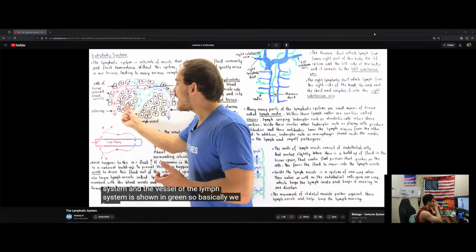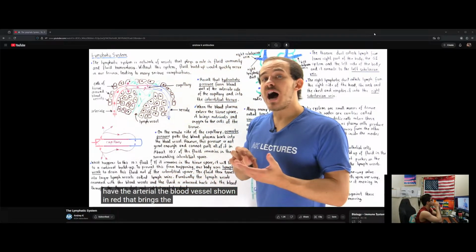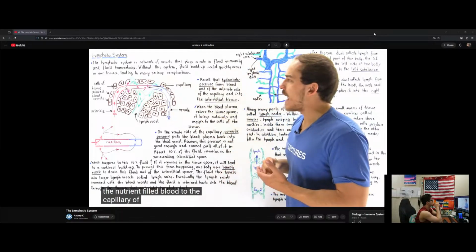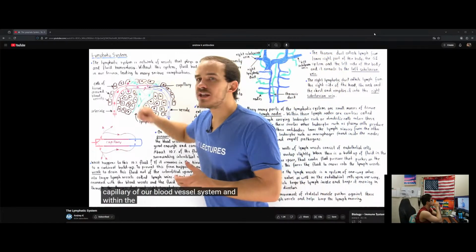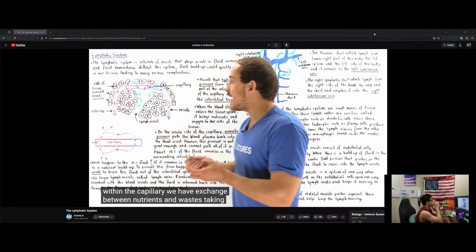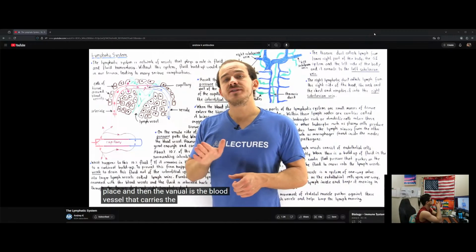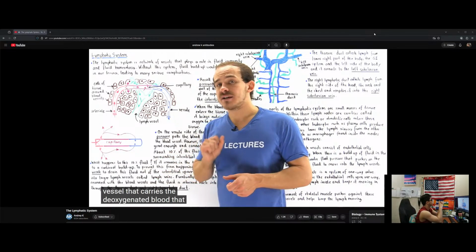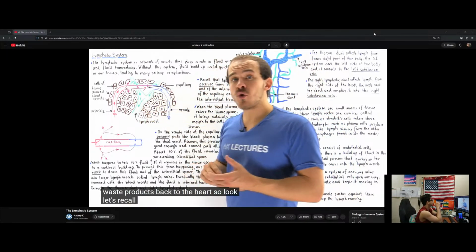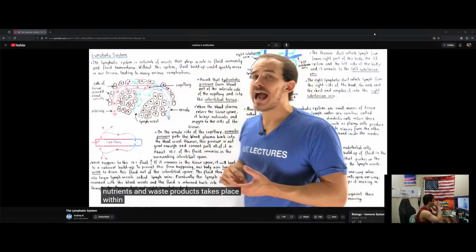So basically, we have the arterial, the blood vessel, shown in red, that brings the oxygenated and the nutrient-filled blood to the capillary of our blood vessel system. And within the capillary, we have exchange between nutrients and wastes taking place. And then the venule is the blood vessel that carries the deoxygenated blood that contains the waste products back to the heart. So let's recall how the exchange of nutrients and waste products takes place within our capillary.